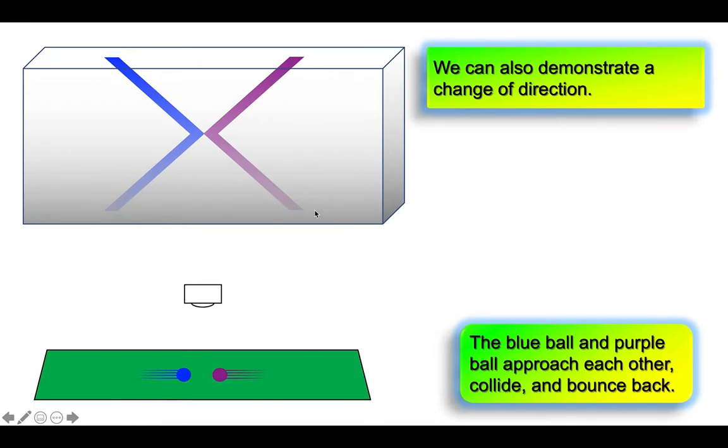As I take many pictures, originally the purple ball and the blue ball are far apart from each other, but then they get closer and closer and closer as time moves on. They collide right here, and then they bounce back and they're moving farther and farther away from each other. So this picture here, where the balls are approaching each other, would be somewhere around here, give or take.